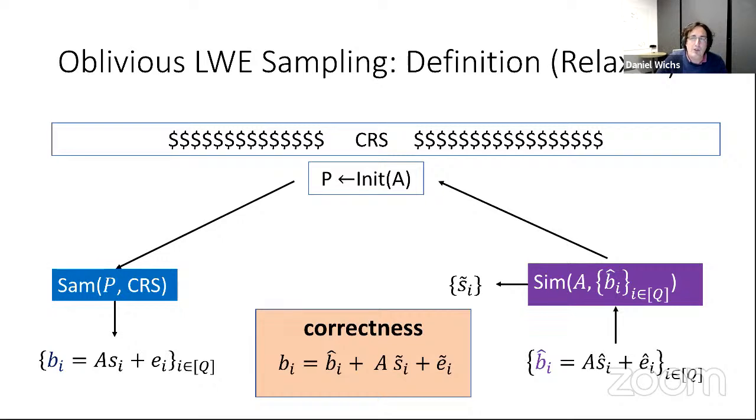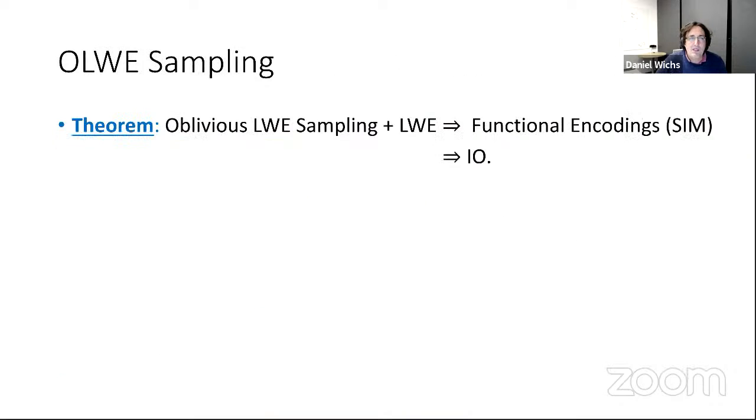Okay, so we're going to target this relaxed definition. Let me say something about this idea of oblivious LWE sampling in general. First of all, we proved this theorem that if you have an oblivious LWE sampler plus the LWE assumption, then that lets you construct functional encodings. In fact, you get a simulation secure version of these in the CRS model. And as we saw before, that's enough to construct IO.